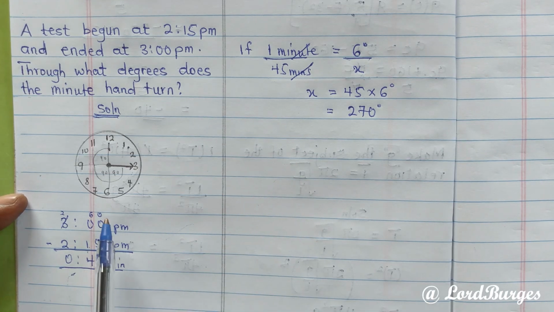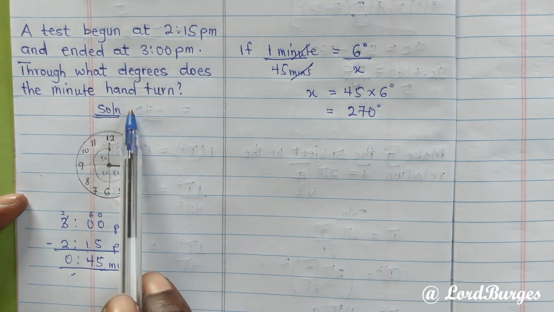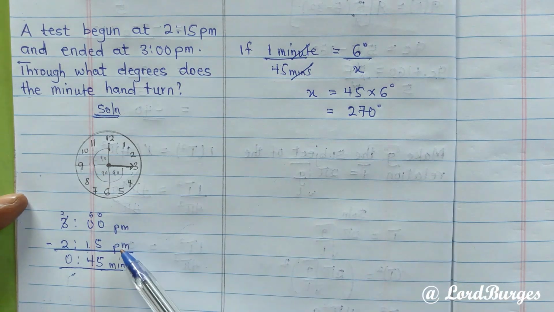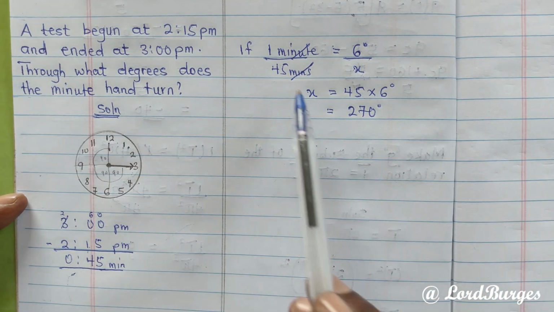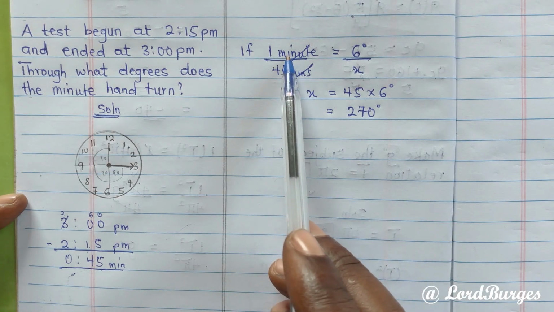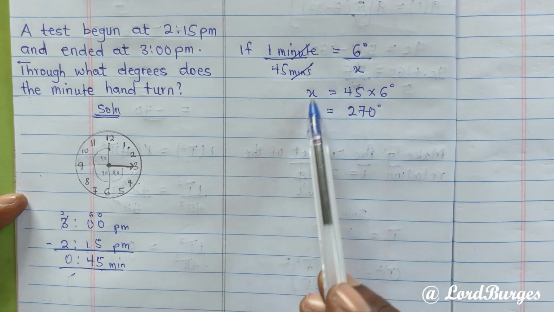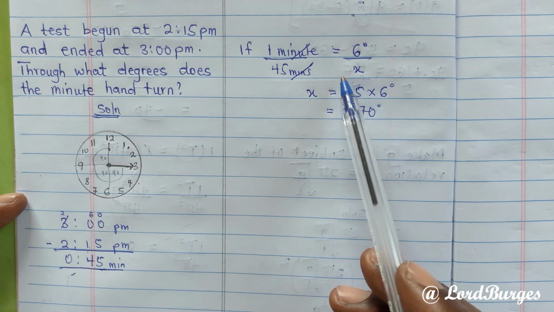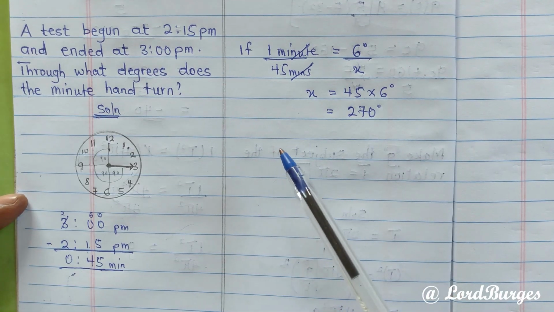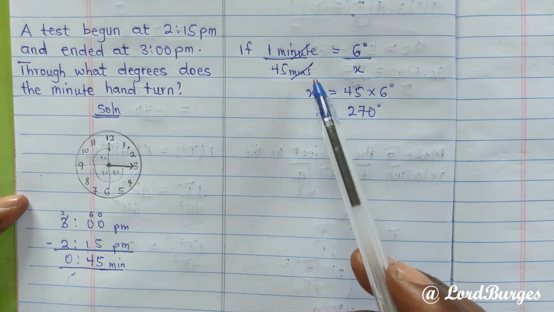So this is how to solve such a problem. Anytime you are given the time, look for the time difference. After getting your time difference, don't forget that every 1 minute movement of the minute hand is 6 degrees. So you can use your equivalence ratio to find your solution by equating the two sides.